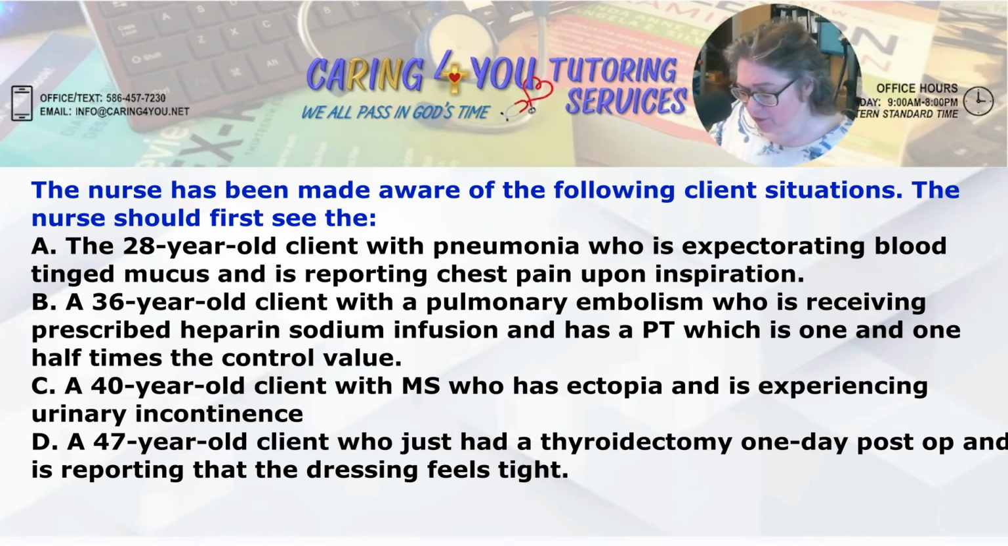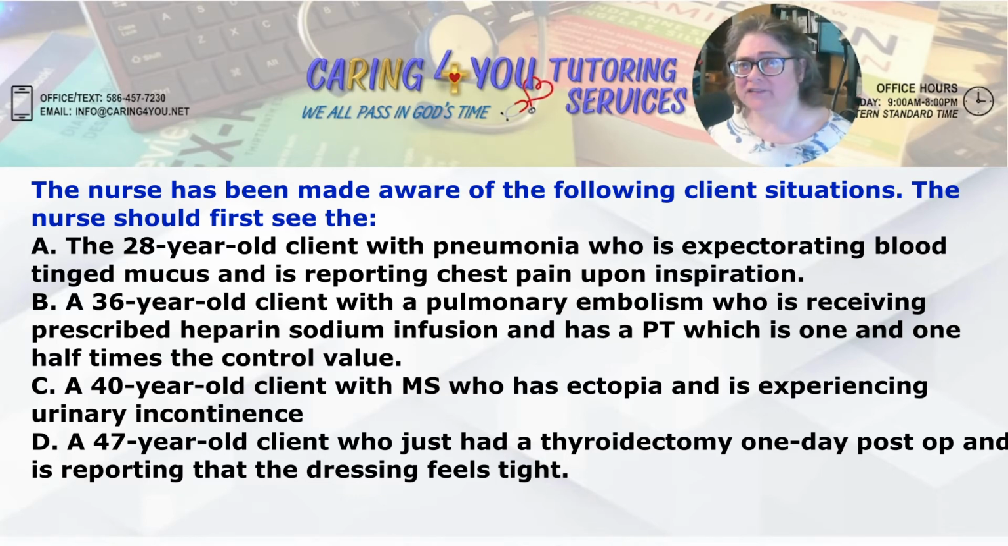All right. A 36-year-old client with pulmonary embolism, that's your diagnosis, but the reason we're caring for this person is who is receiving prescribed heparin sodium infusion and has a PT which is 1.5 times the control value. So we are caring for this person's infusion. The question is, is the PT an expected finding or a non-expected finding? It is an expected finding.